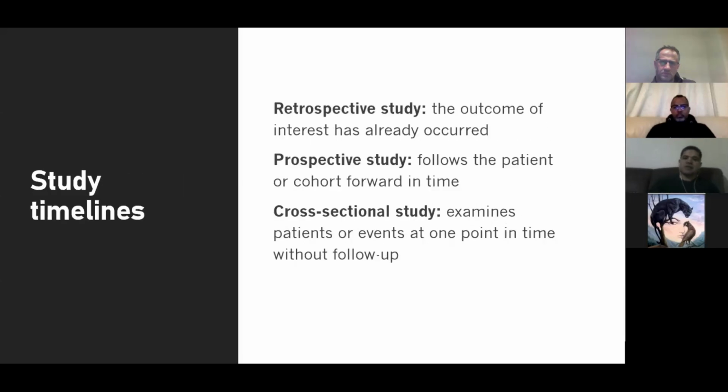And there are study timelines. If your data collection is from the past, it is a retrospective study. If we are going to start collecting the data over the next 5 years, it will be a prospective study. Or, at the meantime, it is a cross-sectional study, which examines a patient or event at one point in time without follow-up. For example, you see the patient in the fracture clinic today. That is a cross-sectional study.